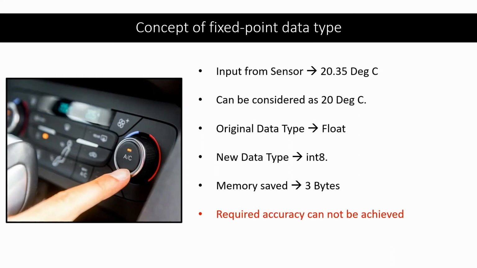But in the second example, if the input from the sensor is 20.35 degrees Celsius, it can be considered as 20 degrees Celsius. So again, the original float data type can be converted into int8 data type, and we can save 3 bytes of memory. But here the required accuracy cannot be achieved, as we need our resolution to be 0.5 degrees Celsius.